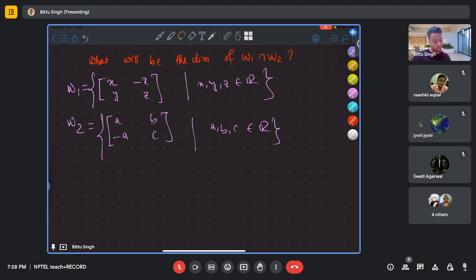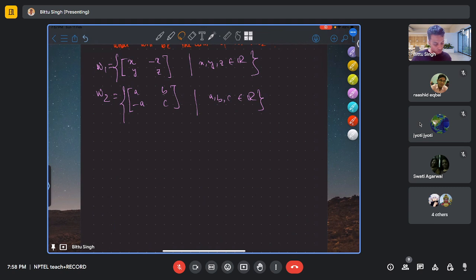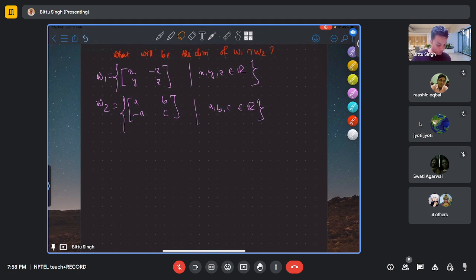So W1 and W2 are defined by those relations. So any element, let A11, A12, A21 and A22 belong to W1 intersection W2. Therefore, this matrix A also belongs to W1 and A also belongs to W2.